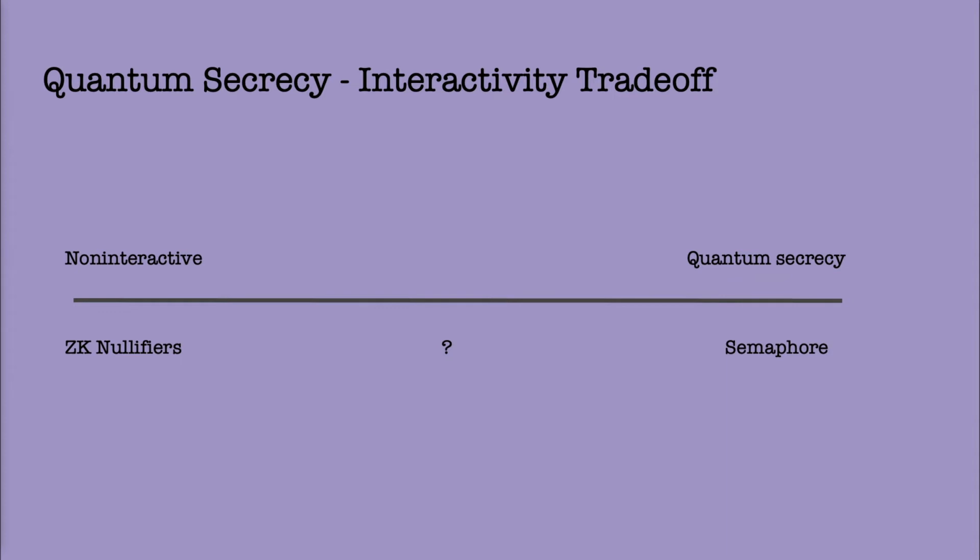And so the question is, is there something in the middle where we maintain this post-quantum secrecy and also have the benefits of a non-interactive scheme, where we have the power of the whole anonymity set to begin with? This is an open research topic that we're going to be looking into soon.